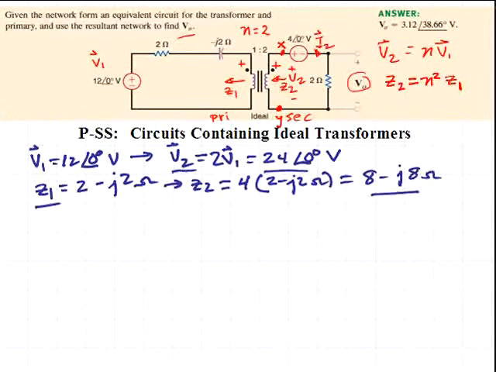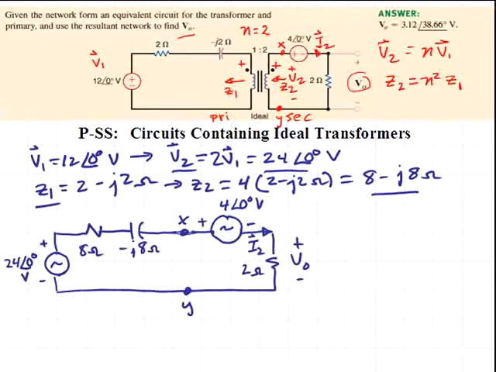Now we can draw the transformed equivalent circuit. Here we have the 24 volt source, the 8 ohm resistance, and the J8 ohm capacitive reactance, which were transformed from the primary side of the transformer. The X and Y terminals are the secondary terminals of the transformer, and then we have the circuit elements on the secondary side, the 4 volt source and the 2 ohm resistor, and finally the current I2 and the voltage VO represent the quantities that we're interested in.